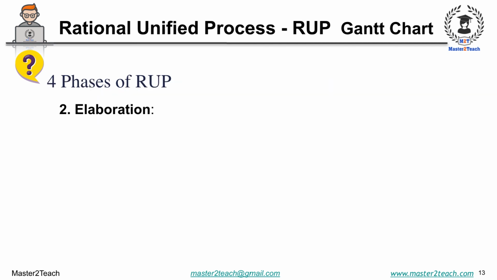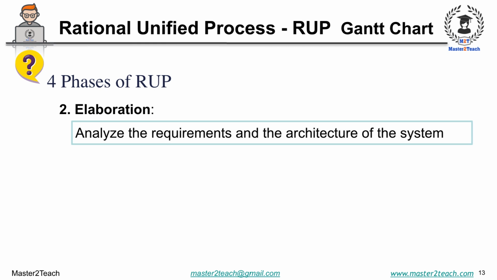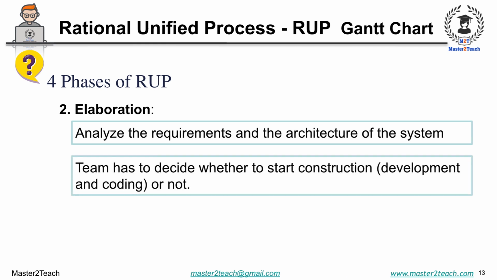Number 2. Elaboration. This is the second phase of the development process. The project's architecture and required resources are further evaluated. This phase aims to analyze the requirements and the architecture of the system, develop the project plan and eliminate the highest risk elements of the project. It's undoubtedly the most critical of all stages as it signifies the transition from low risk to high risk. It's also the point when your team has to decide whether to start construction, development and coding or not.